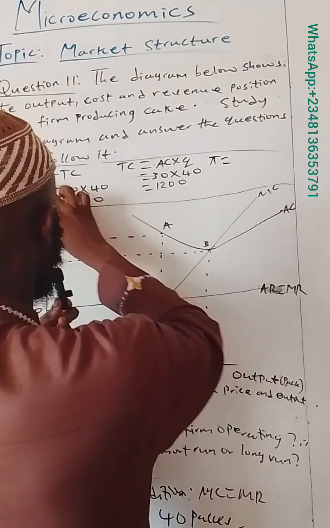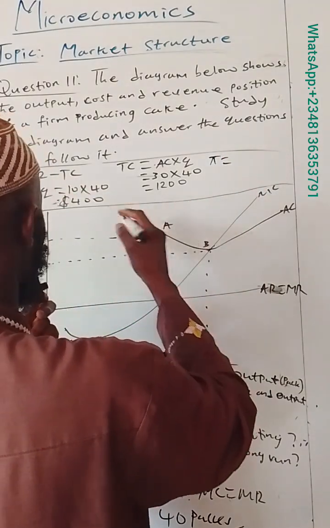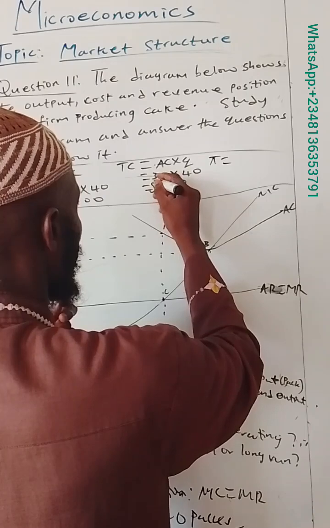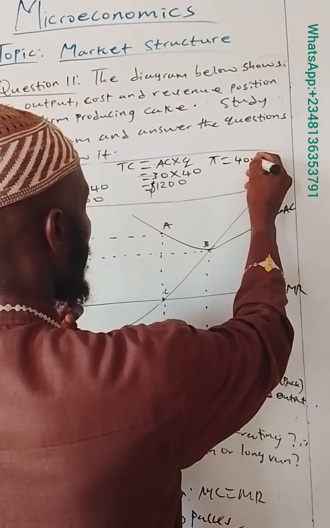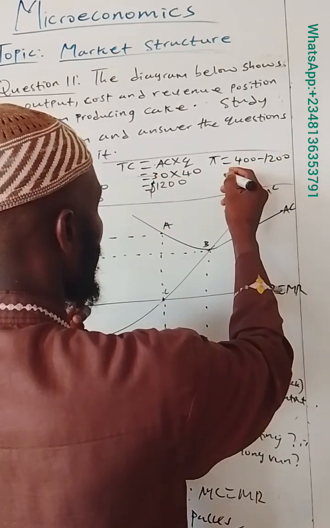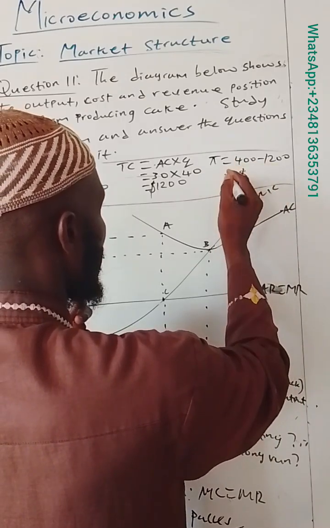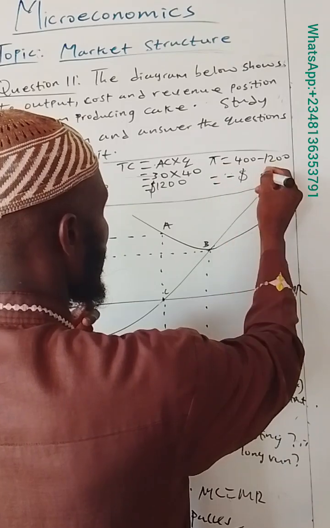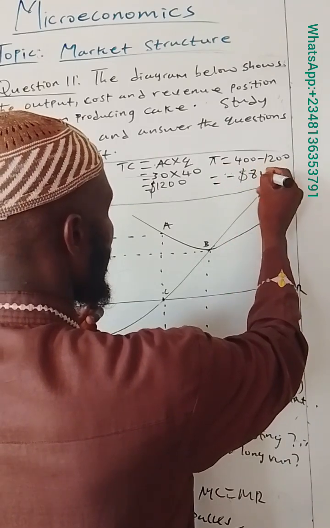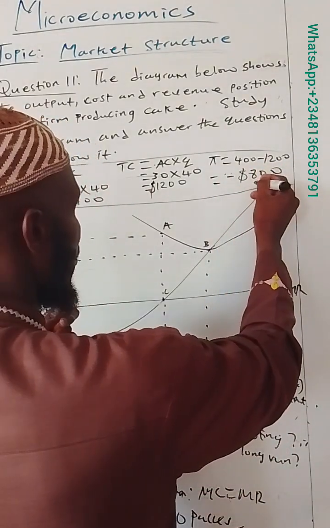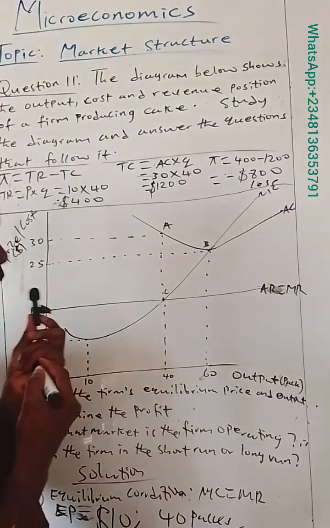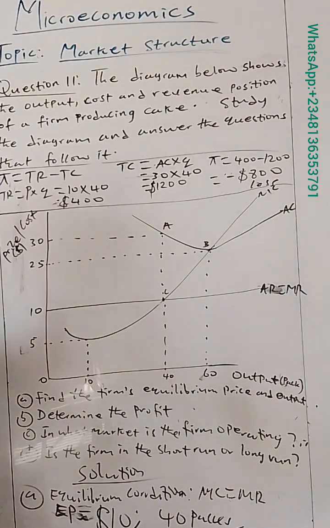Then what is the profit? The profit is TR minus TC. What is my TR? 400. Don't forget dollar. 400 minus 1,200. So I have my profit as minus $800. So this is a loss because it is negative. Whenever you are asked to find the profit and the value you get is negative, that indicates the firm is making a loss.